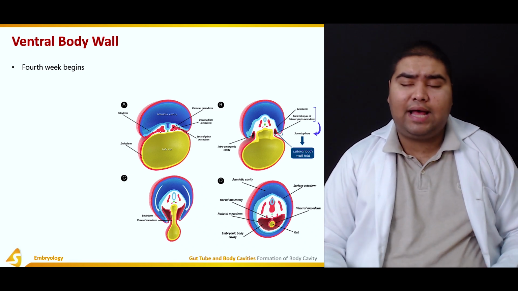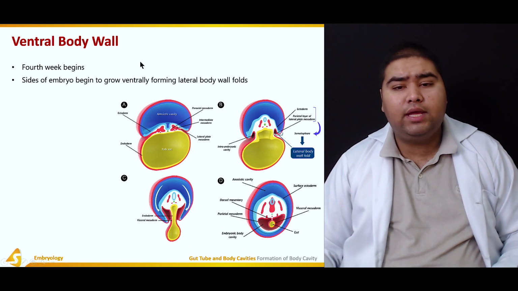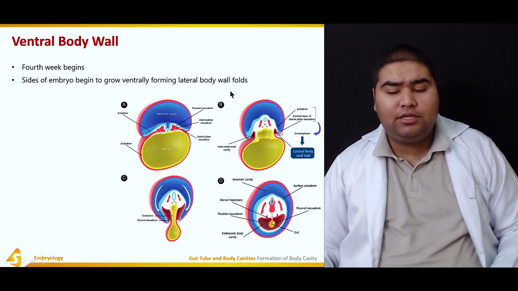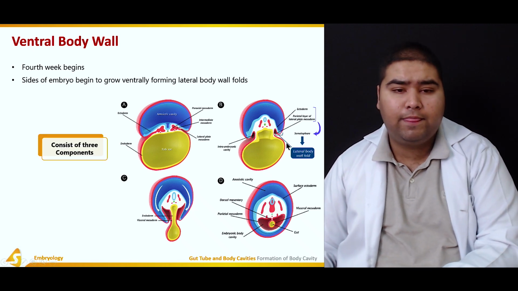This is occurring at the beginning of the 4th week. The sides of the embryo begin to grow ventrally, forming lateral body wall folds. Here you can see the sides of the embryo have started growing ventrally.